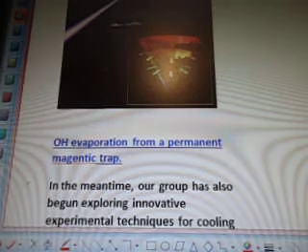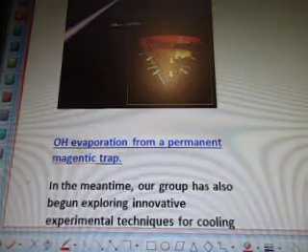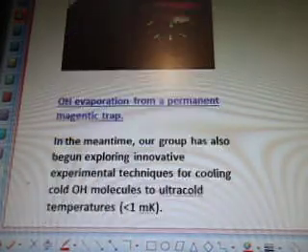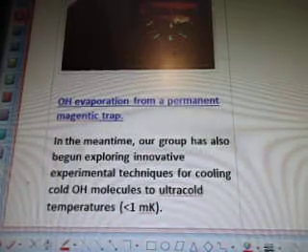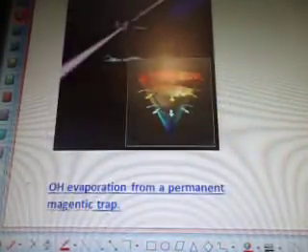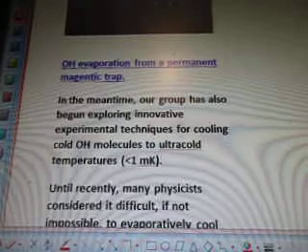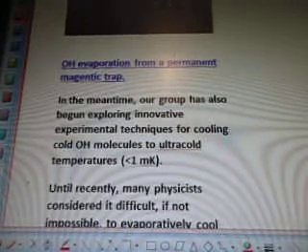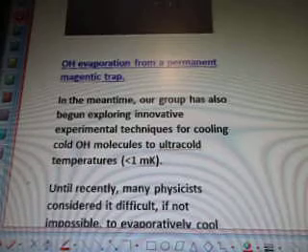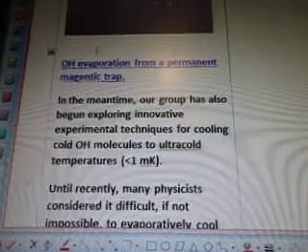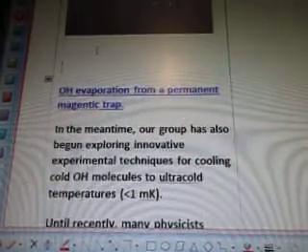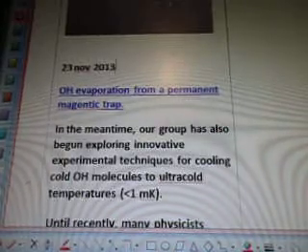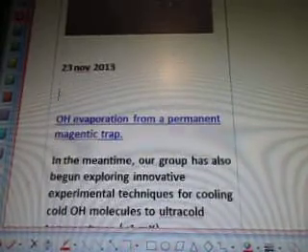Here's a diagram of OH evaporation from a permanent magnetic trap. Looks like the cone that you see on the Minkowski space thing. That's what it looks like to me. In the meantime, our group has also begun exploring innovative experimental techniques for cooling cold OH molecules. Actually, I'm going to put that in there. You never know. That could mean something, right? So we see my thoughts.